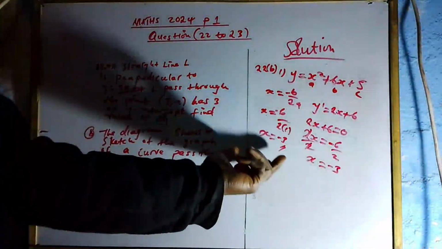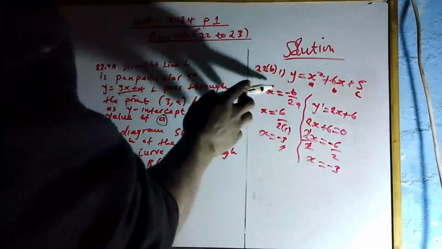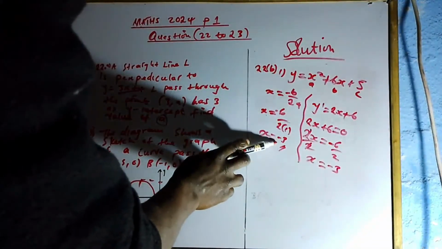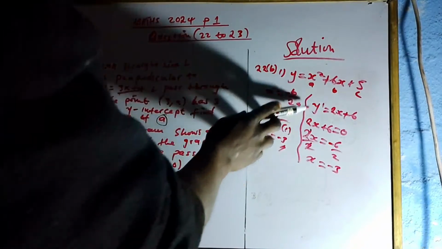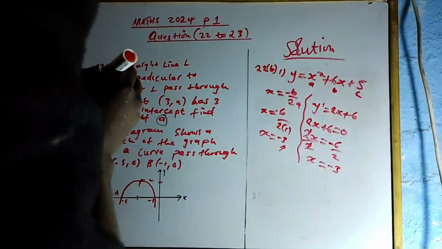So you can use either way, this way to find it. You're going to find negative 3. If you differentiate this equation, you're going to find negative 3.